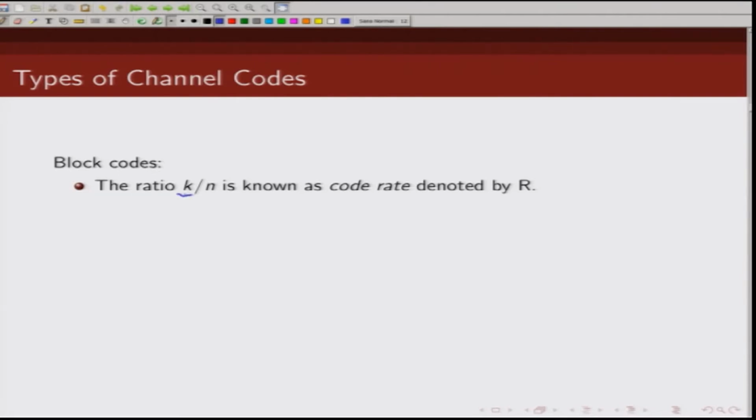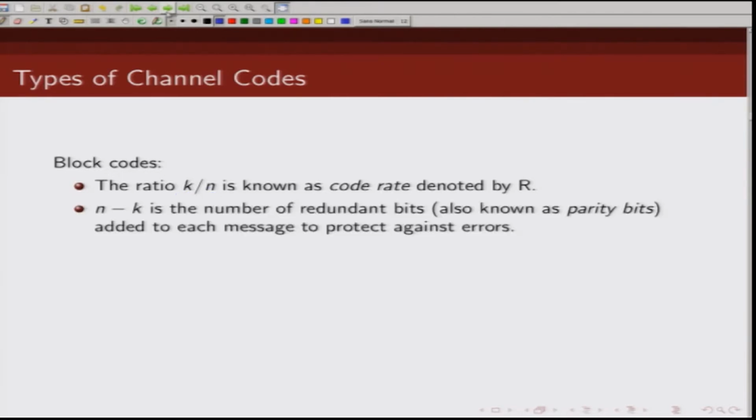As we mentioned in the previous lectures, we define our code rate, typically denoted by R, to be the ratio of the number of information bits to the number of coded bits. k is the number of information bits, n is the number of coded bits. So n minus k is the number of redundant bits that we are adding to our information bits, and these are also known as parity bits.